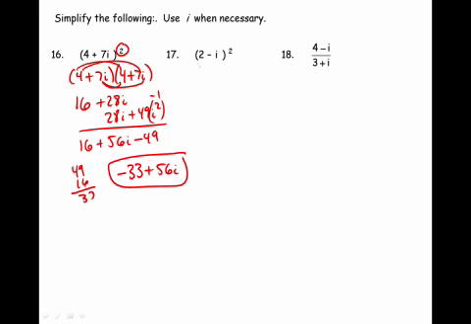Number 17, another FOILing issue. So 2 minus i times 2 minus i. We'd want to FOIL it. First would be 4. Outer would be negative 2i.